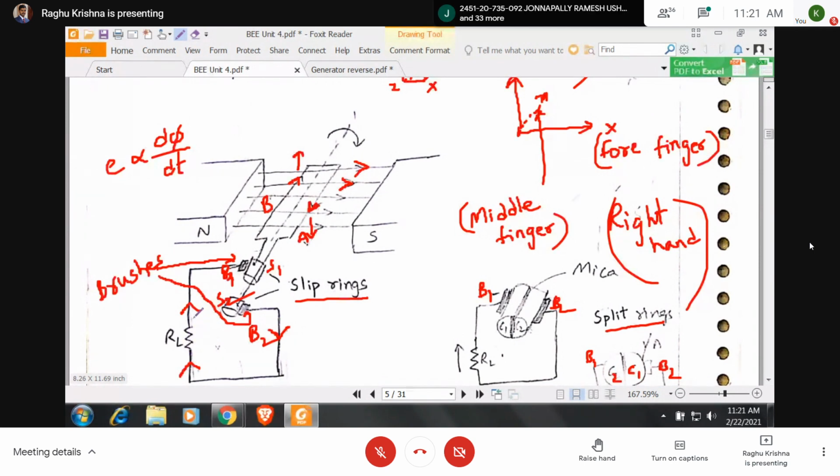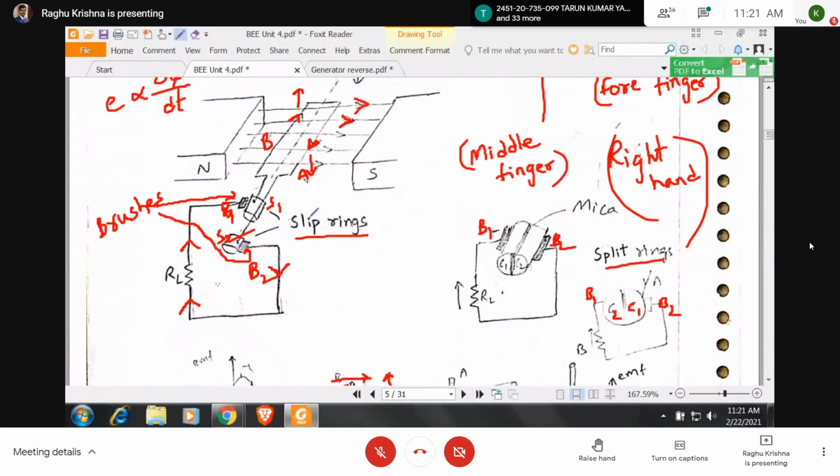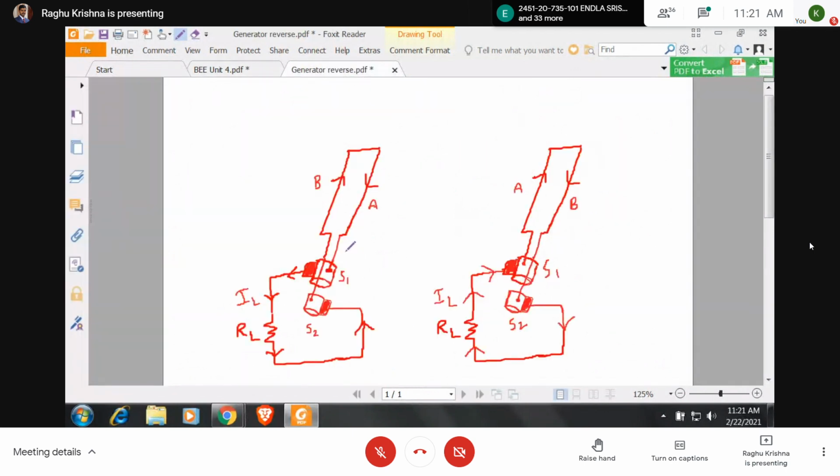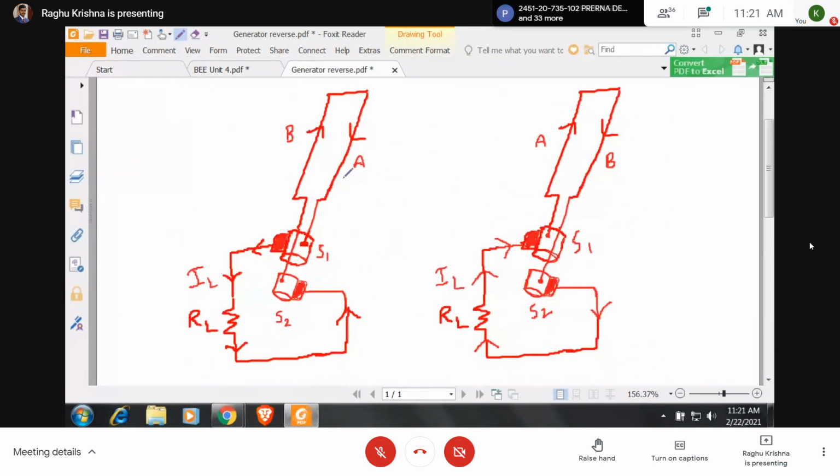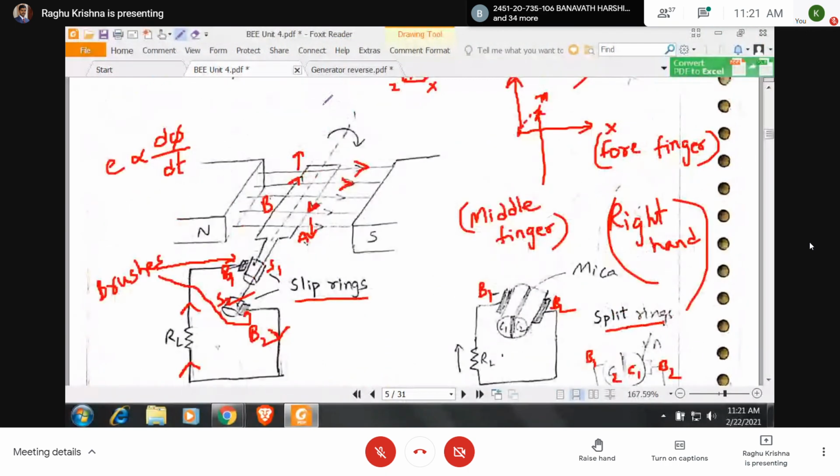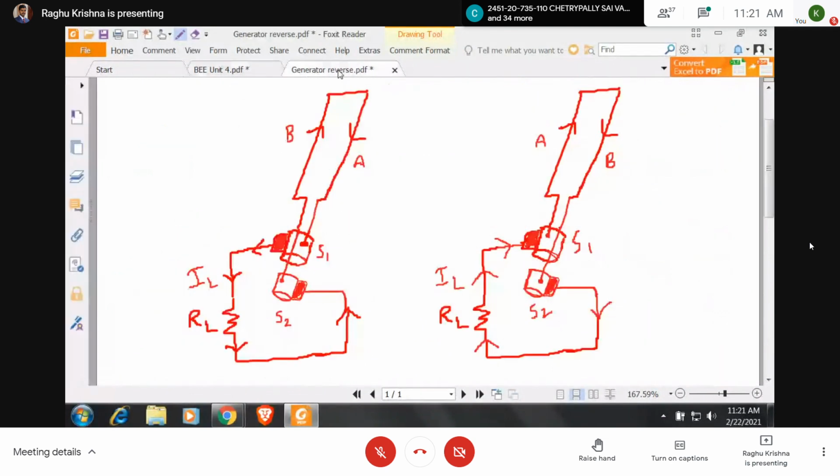Now let us see here. Here you can see, this is the direction. A is always connected to S1, B is always connected to S2. Upwards. See here, just wait.